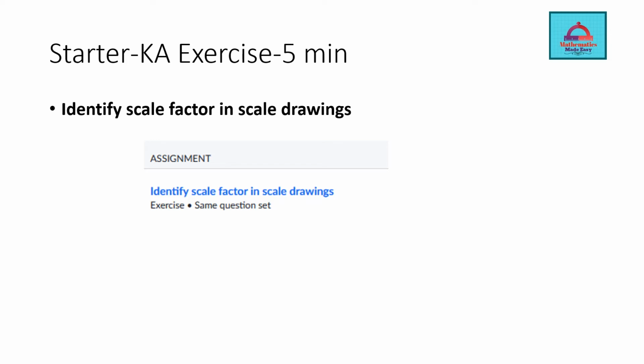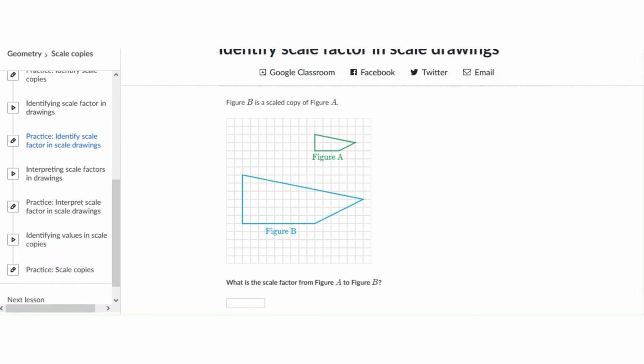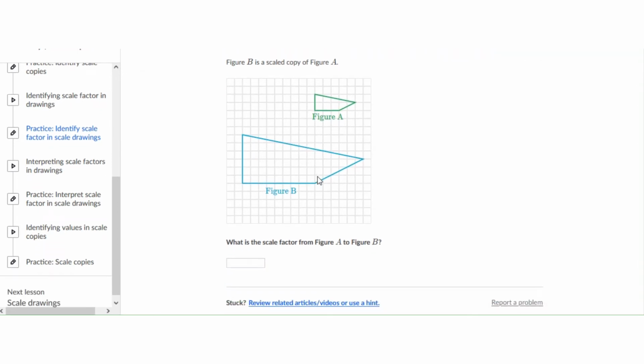So let me take you to Khan Academy, identify scale factor in scale drawings, and then we'll come back to the presentation. Okay, so let's see how we can identify scale factor in scale drawing. Here two figures are given to you where B is a scaled copy of figure A. As you can see, figure B is bigger than figure A. It's a case of enlargement. So the scale factor will be more than 1.